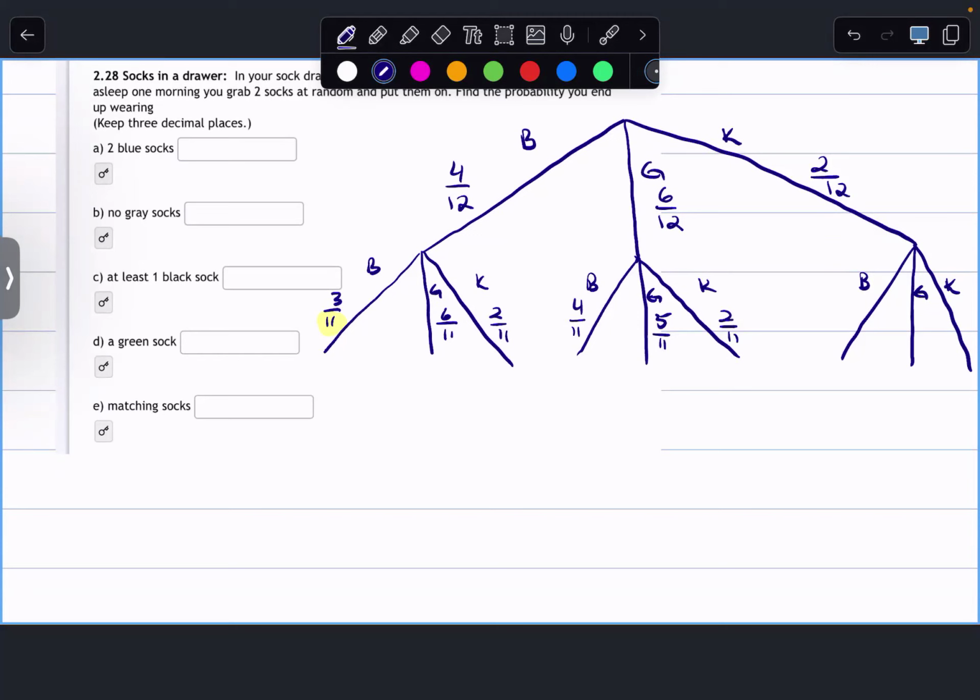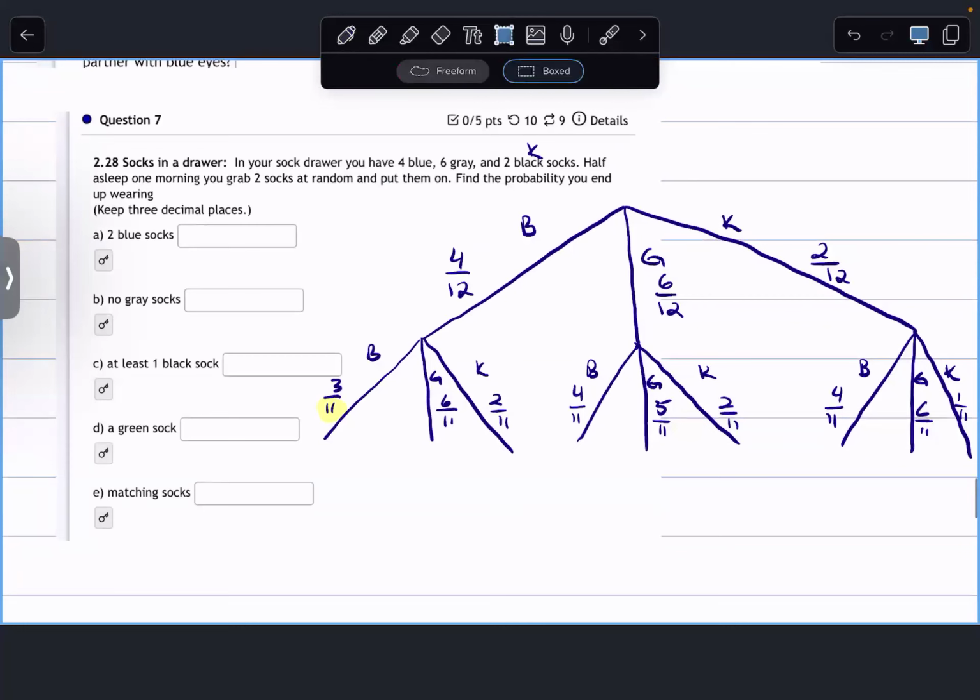So even though these are fractions, everyone hates fractions. You can convert them to decimals if you want, but they might be kind of nasty. Okay, for the last set of branches, I have 4 blue still out of 11, I have 6 gray, and I have 1 black. Now, for each of these, you can multiply down the branches to figure out which one satisfies what.